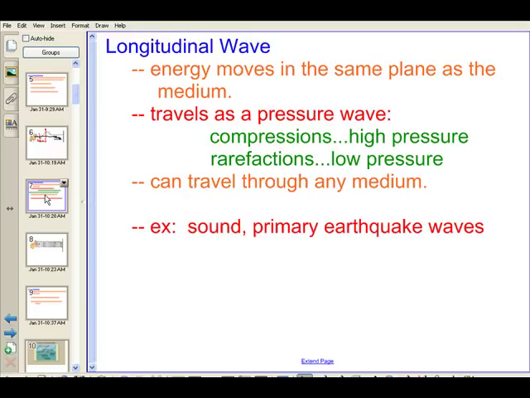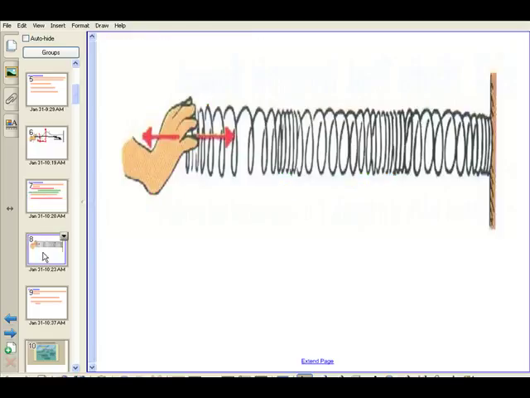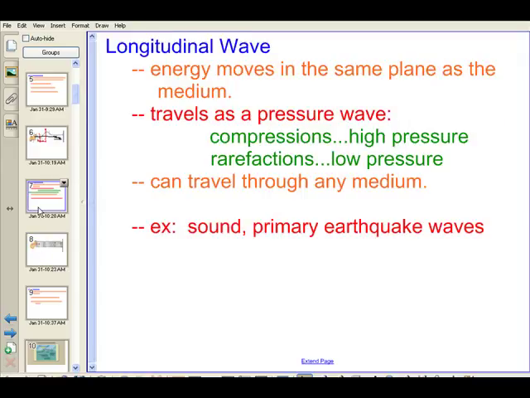But notice at the end, does the medium return back to its original position? Yeah, even though I put the energy in there, after it goes through, it does return back to its original position. And that's what we mean when we say it's the energy that moves, not the medium. Were we good on that?